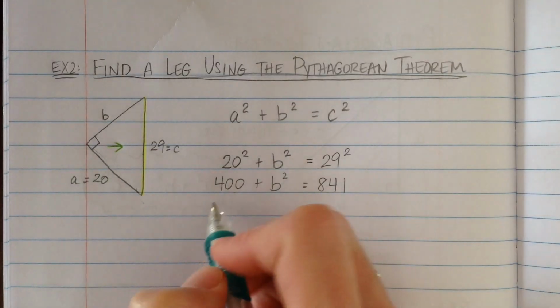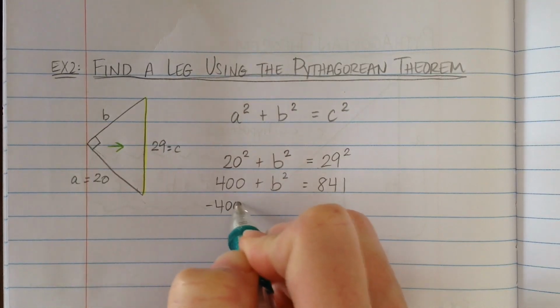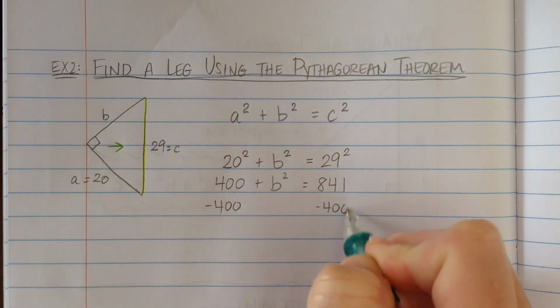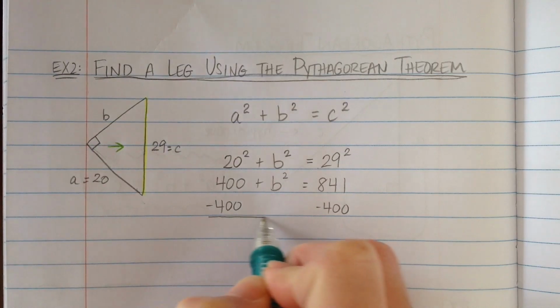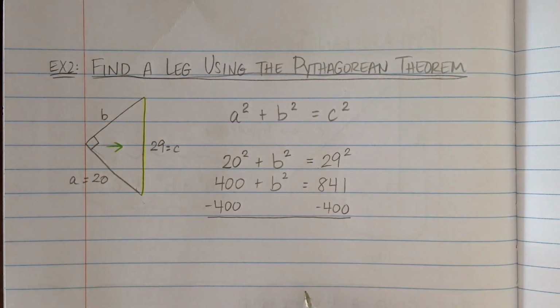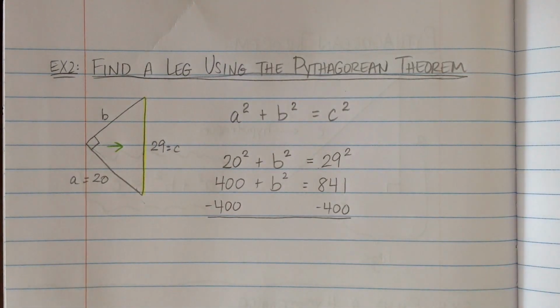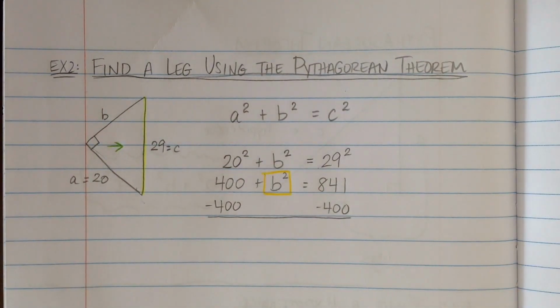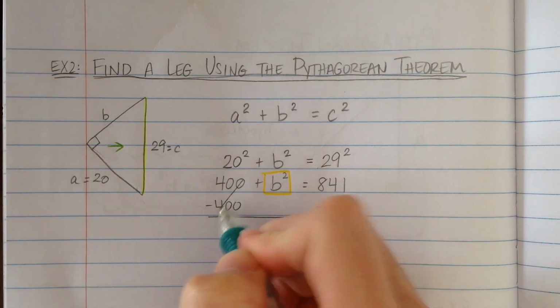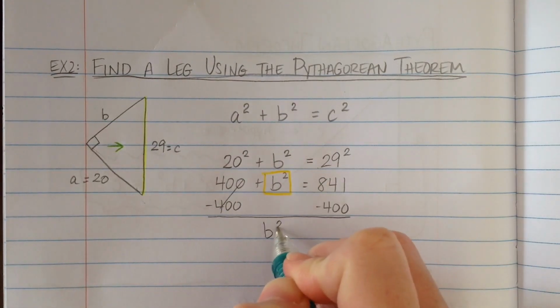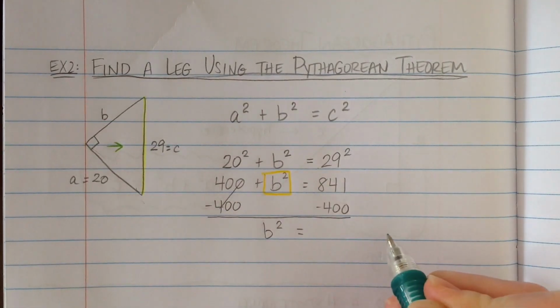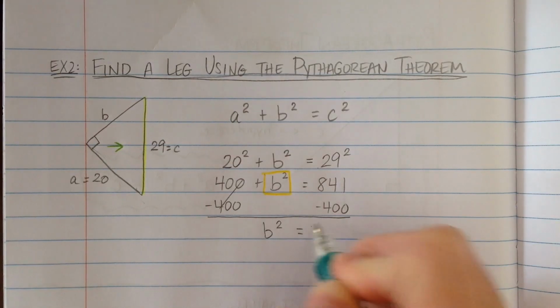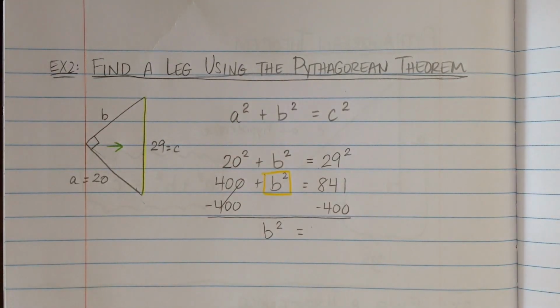So I'm going to now subtract 400 from both sides. If you want to, you can do your little line down the middle of the equal sign to help you balance things out. But this is ultimately what we are trying to find, the value of B. So we want to get this by itself. Subtract 400 from both sides. And we then have B squared equals 441.